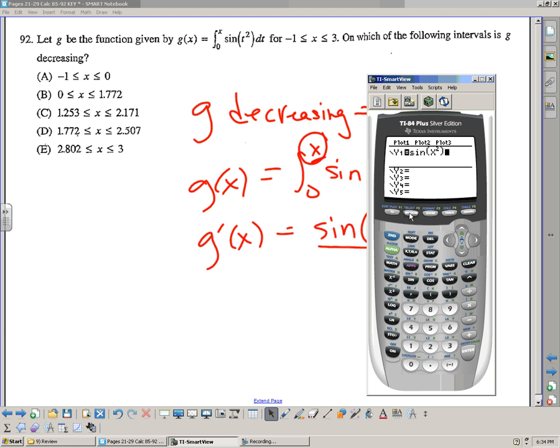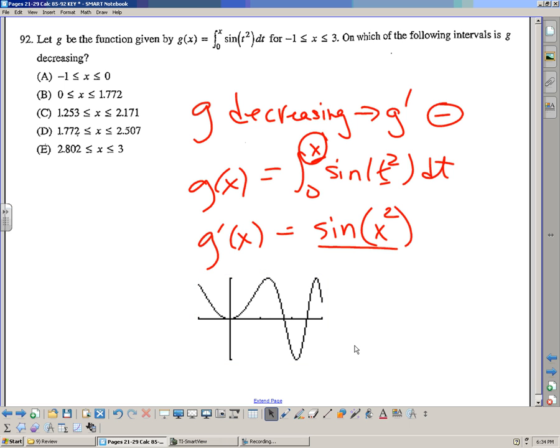On the interval negative 1 to 3, so I want to go to my window, negative 1 to 3. And because it's a sine function, I'm just going to go negative 1 to 1 here on my y min and max. There's my graph. So where is this thing negative? Well, it's negative from here to here. So I need to kind of estimate that interval. A and B are out. This is 3, so E is out. And I just need to get the intersection points.